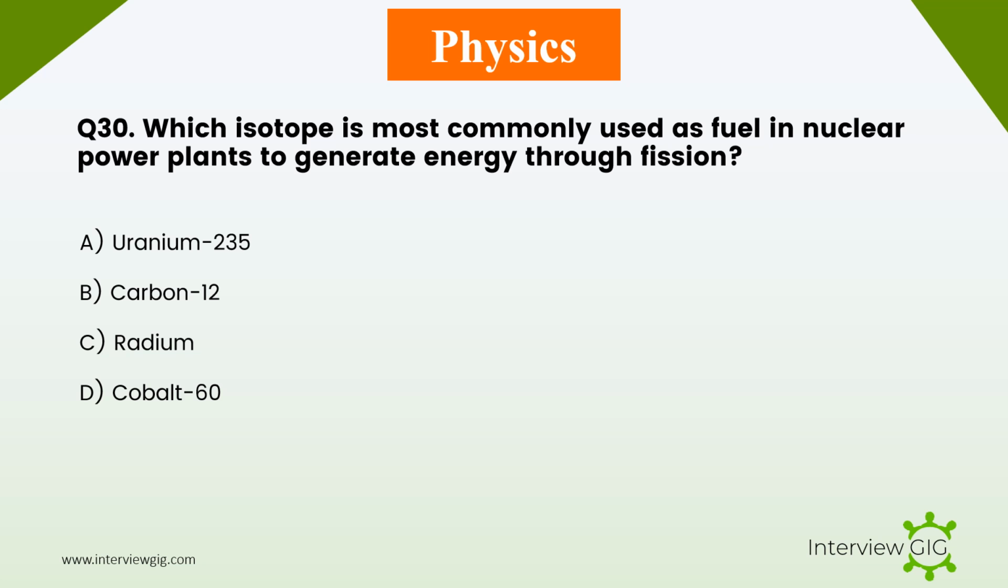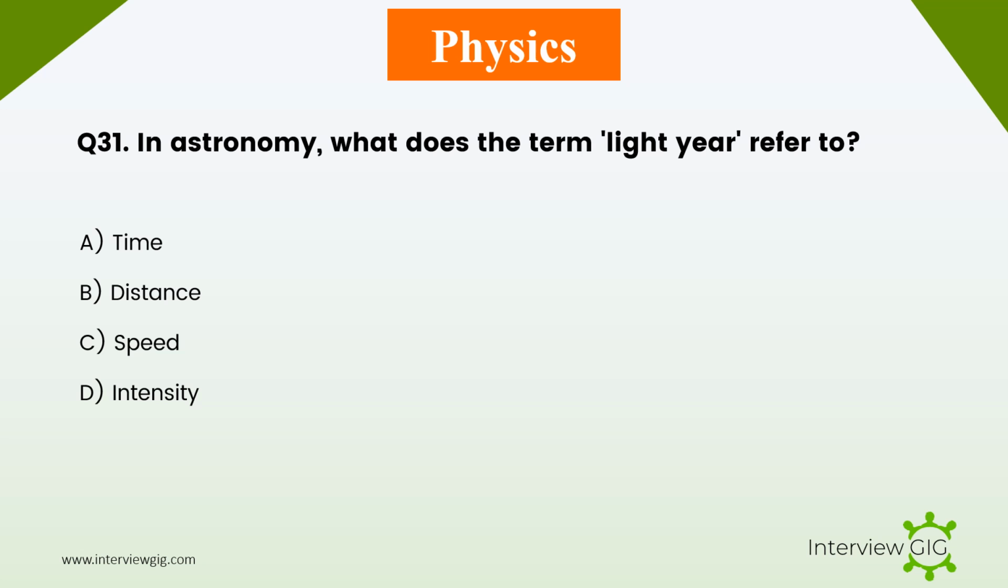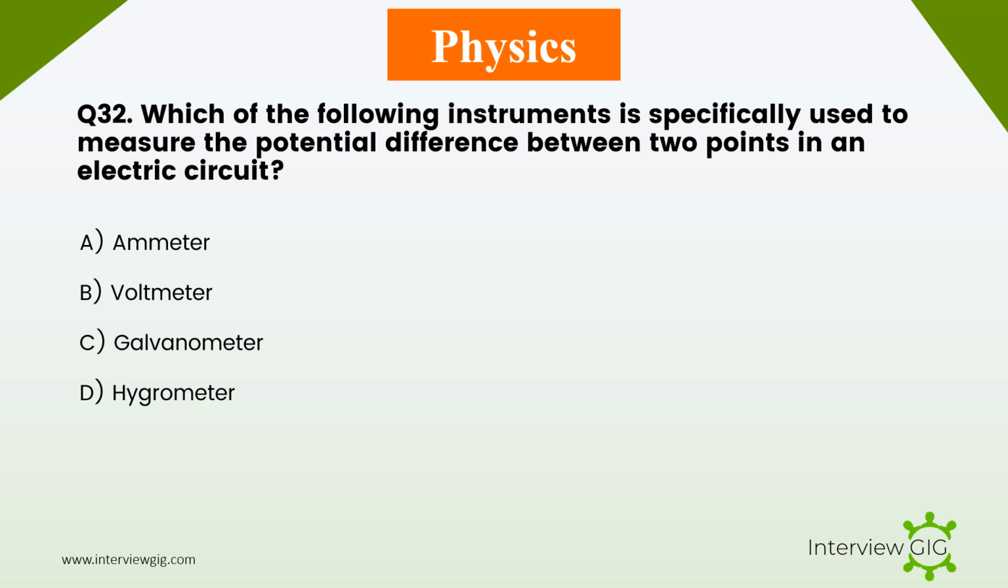Which isotope is most commonly used as fuel in nuclear power plants to generate energy through fission? Options. A. Uranium-235. B. Carbon-12. C. Radium. D. Cobalt-60. Answer A. Uranium-235. Next question. In astronomy, what does the term light year refer to? A. Time. B. Distance. C. Speed. D. Intensity. Answer B. Distance. Next question.